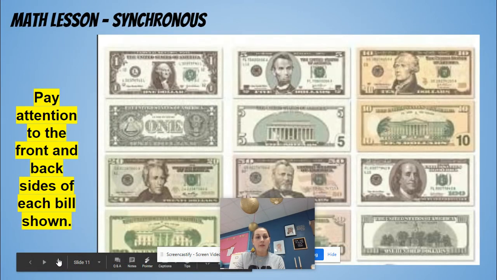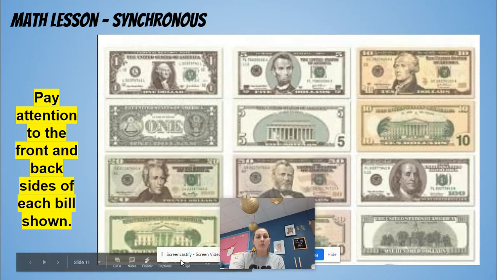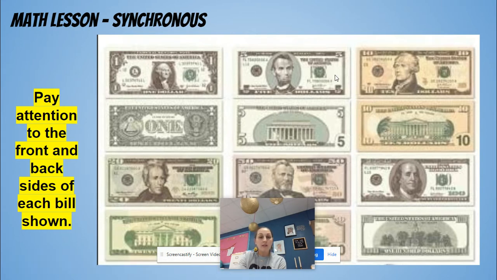Moving on to our bills. So here is a poster of all of the different bills that we typically see in the US. We have our dollar bill, the front and back side, our $5 bill, front and back, $10 bill, $20 bill, 50, and 100. Okay, so usually these ones up here on top, the 1s, 5s, and 10s are what we're going to be counting in 3rd grade, along with our coins. But just look closely at those and the different designs on each of them and the different people, the faces on each. Okay.